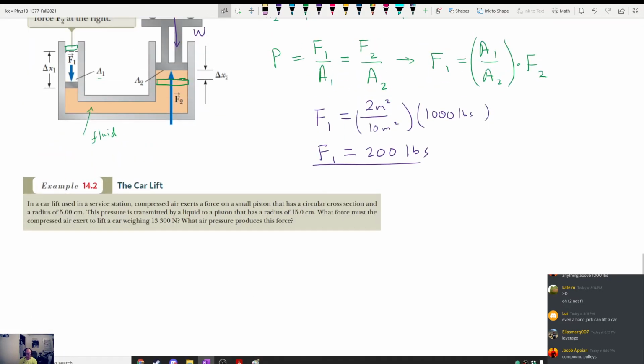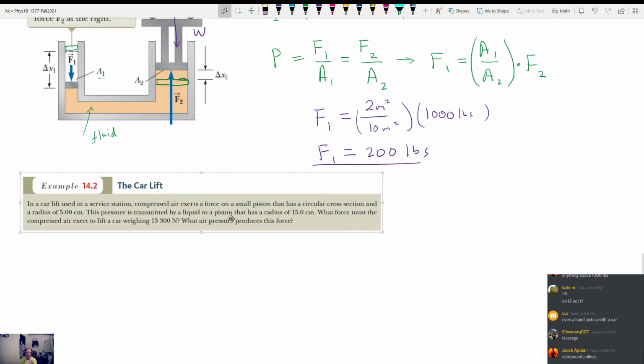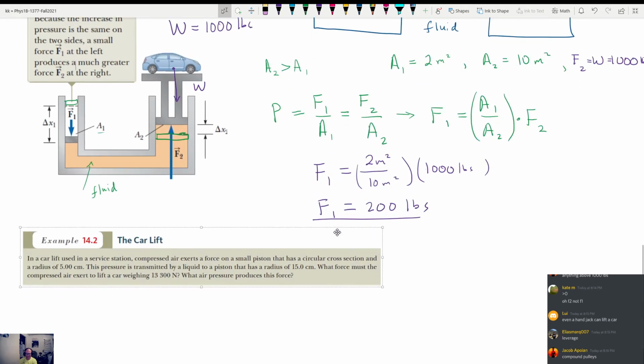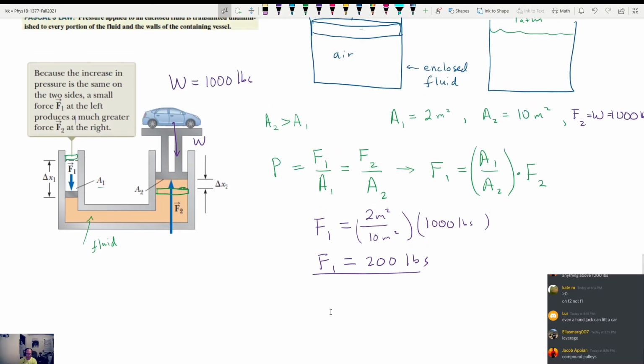I just have to ask you all, do you want to do this problem, or do you want to move on to... Nah, let's just do this problem. I don't want to... Kind of already did it. Yeah, I think we'll be okay if we skip this. I want to move on to buoyancy.